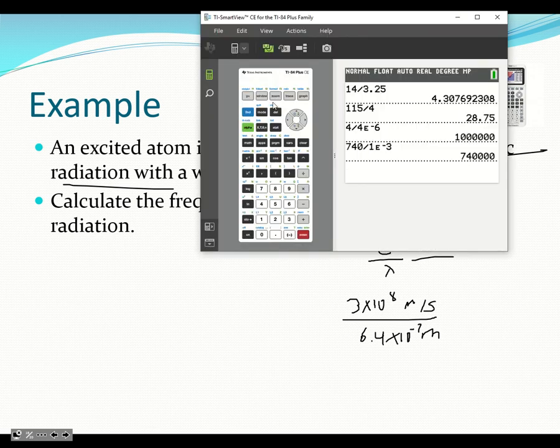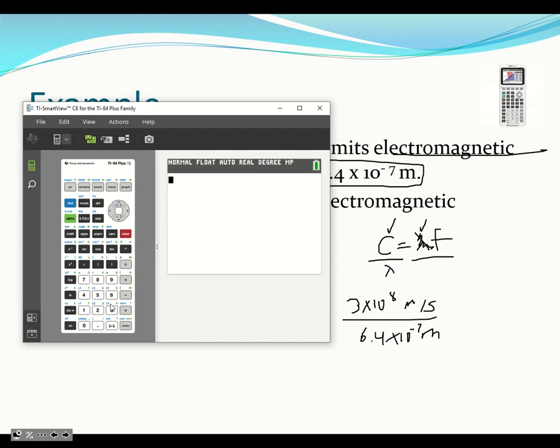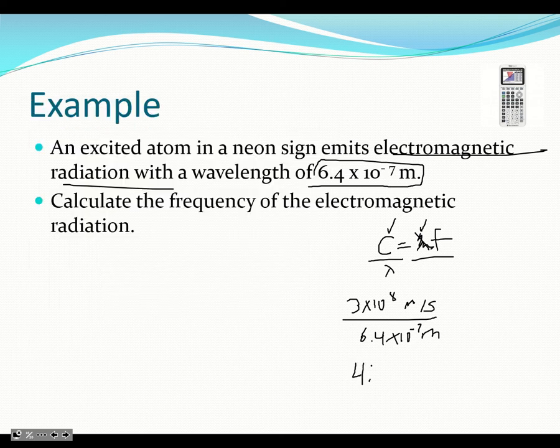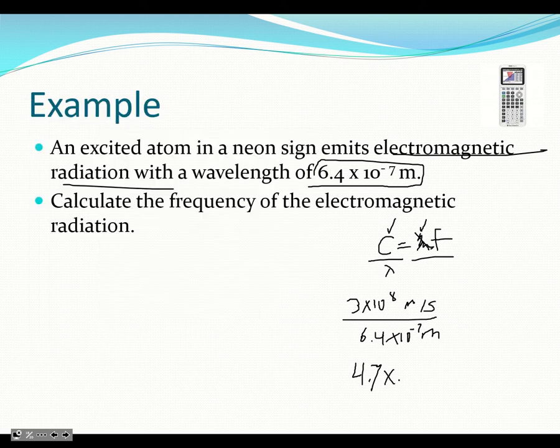And we plug this into our calculator. So 3 times 10 to the 8 divided by 6.4 times 10 to the negative 7. And we can find out that the frequency looks to be about 4.7 times 10 to the 14. So really easy calculations there.